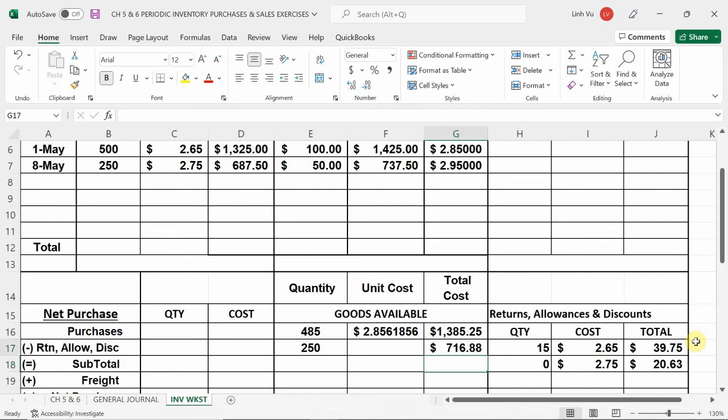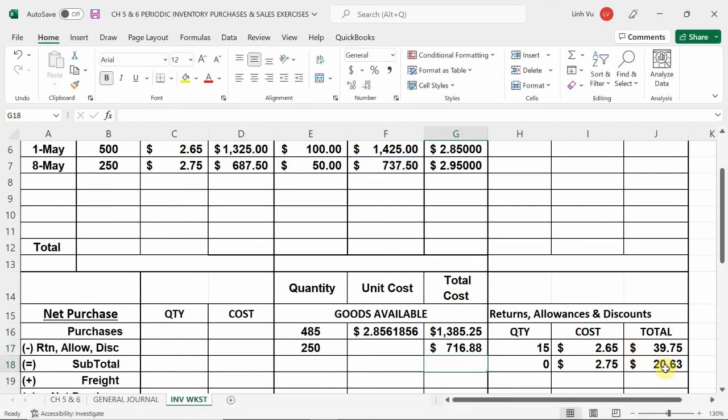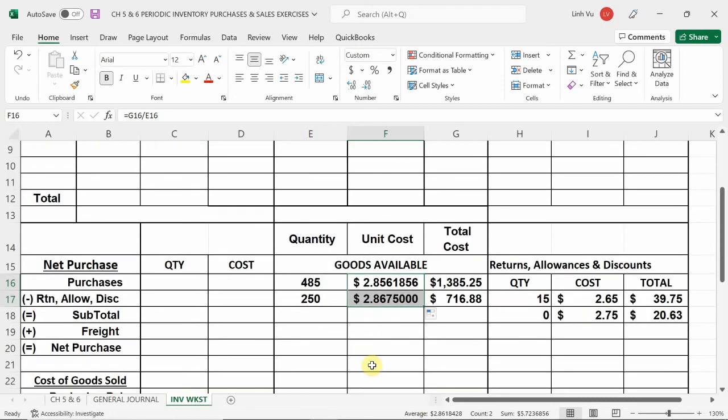Let me recalculate that. 737.50 minus $20.63. Yes, there you go. So therefore, my new cost per item is $2.8675. Okay.